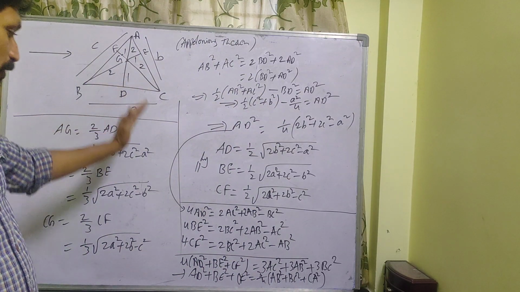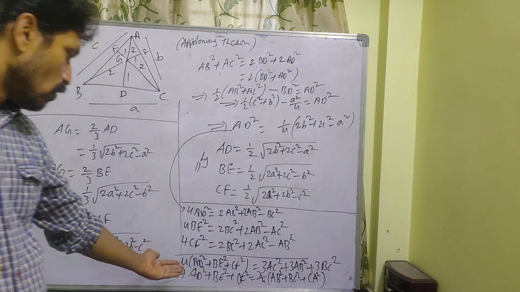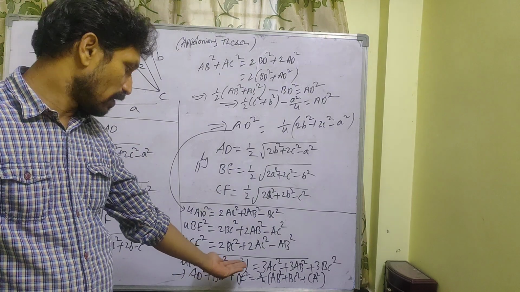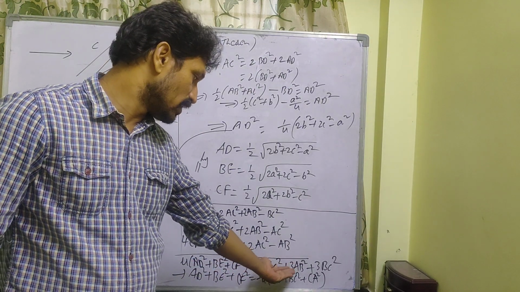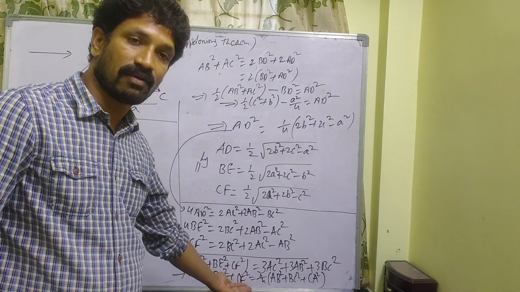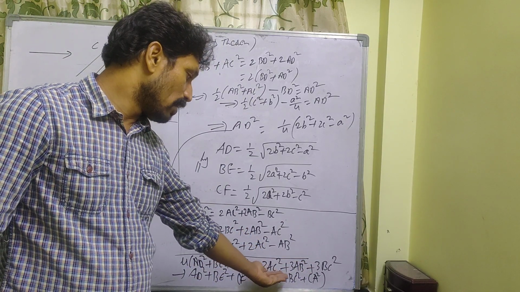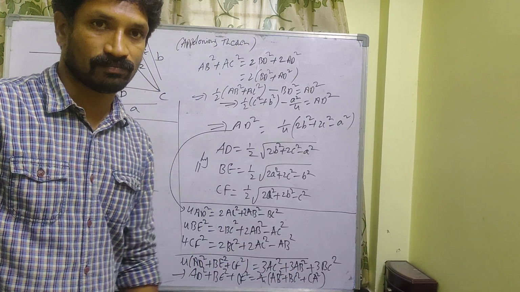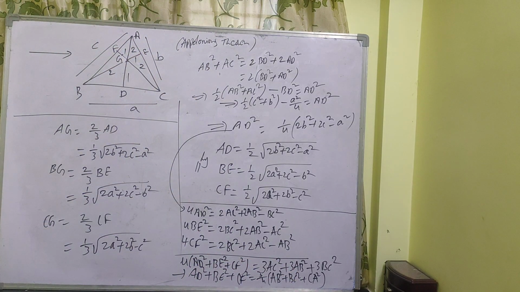So the relation between sides and medians is nothing but 4 times AD square plus BE square plus CF square is equal to 3 times AB square plus BC square plus CA square. In other words, AD square plus BE square plus CF square is equal to 3 by 4 into AB square plus BC square plus CA square. Just remember, very, very important.